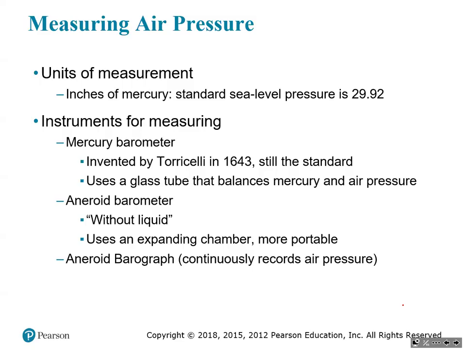29.92 inches of mercury is standard sea level pressure, or 760 millimeters of mercury. Millimeters of mercury are also called torr, because there are too many units for pressure. The mercury barometer was invented by Torricelli in 1643. It's still the standard. It uses a glass tube that balances mercury and air pressure.